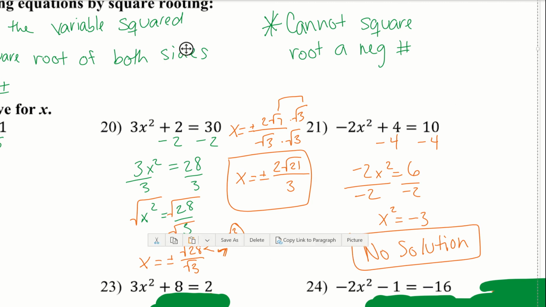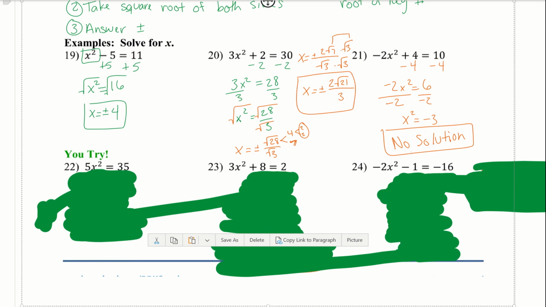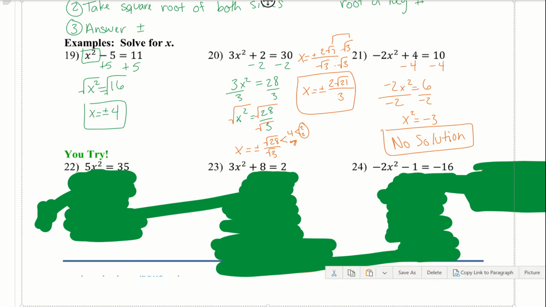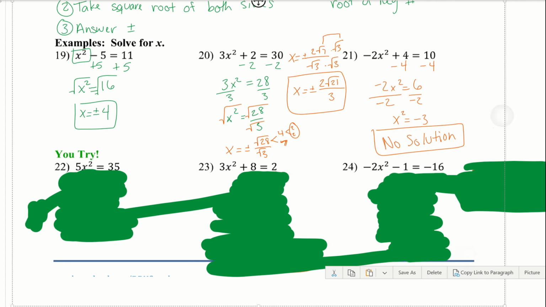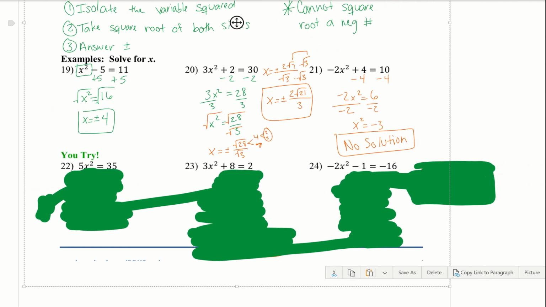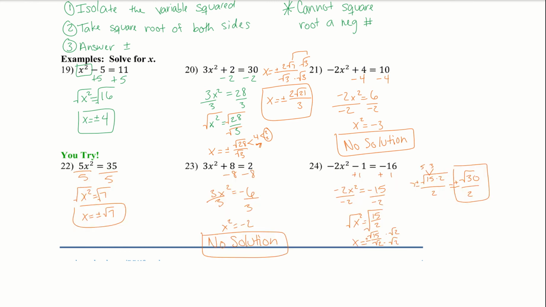All right, so let's go ahead. 3 more problems. Last 3 problems. Go ahead and give them a shot. Pause the video, and then I'll erase the green so we can see the solution. All right. Here we go. So 22, 23, and 24. Go ahead and take a look at the solutions.